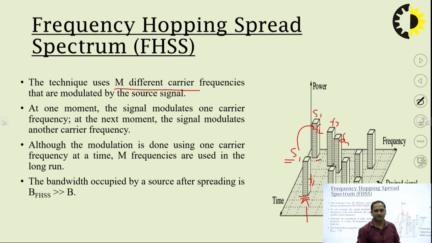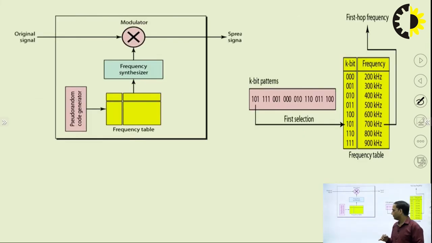So hopping is nothing but the hopping change of frequencies. The method for that: we have the k-bit pattern, and to create the hops we have the frequency synthesizer, which gives the pattern for a particular frequency. This is our PN sequence, and for this PN sequence we provide the frequencies. For 101 we can get it from this table: 101 is 700 kilohertz, at which we can modulate the signal. For 111 we have the frequency 900 kilohertz.